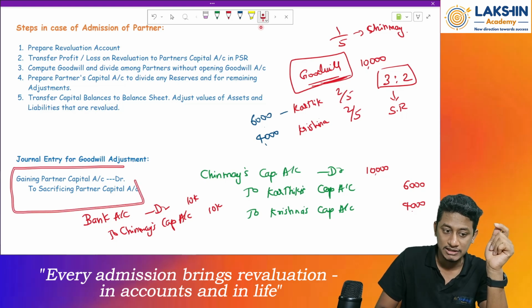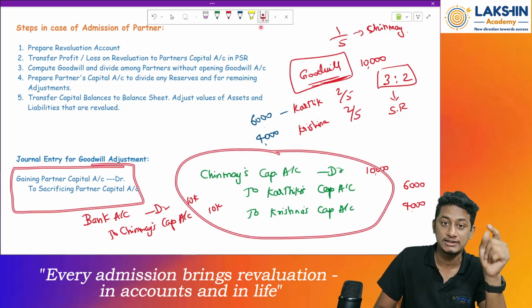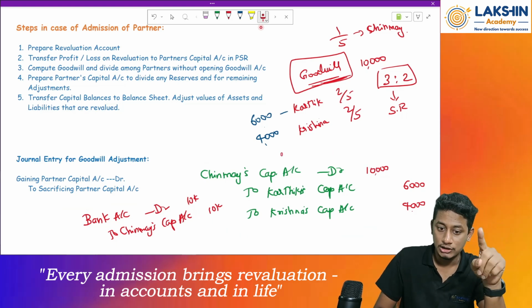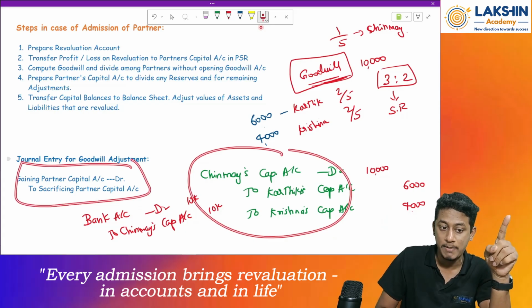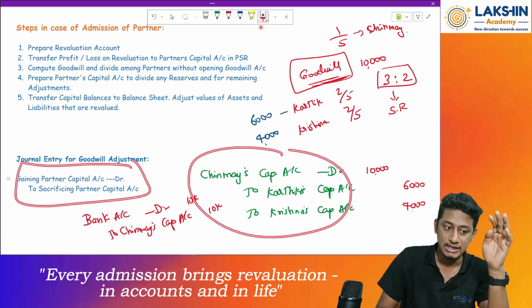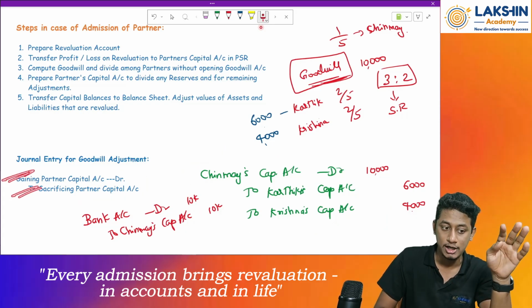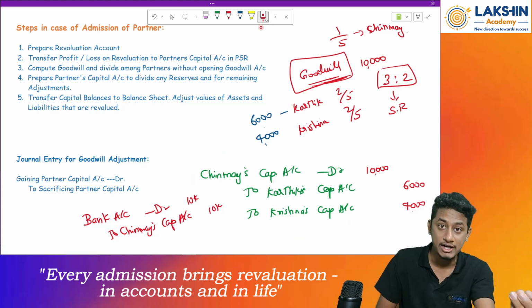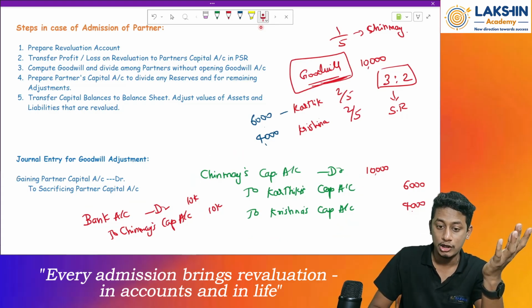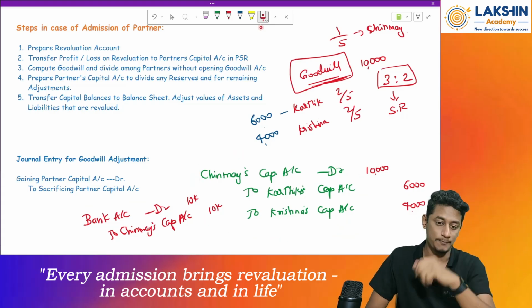You can just mug up this entry, but I have also told you how to pass this entry logically. Remember, okay? So the logic also is taught and also the mugging up part is also taught. But for examination purpose, just by heart, gaining partner's account debited to sacrificing partner. If you don't want to by heart it, no issues. I have told you the logic behind it also. Clear? Okay. So moving ahead.